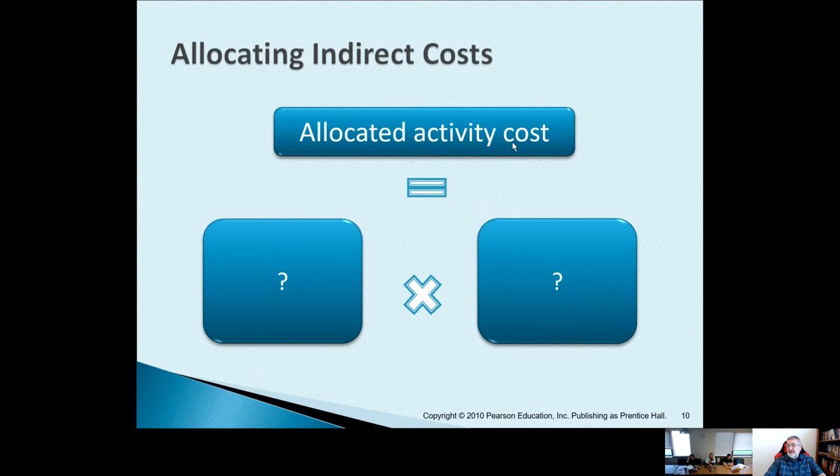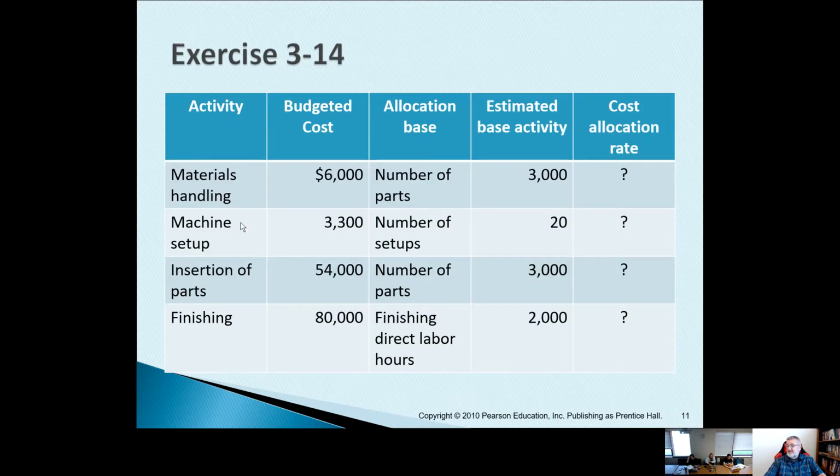So allocating our indirect cost. Let's look at this. If we've budgeted $6,000 and our estimated base activity is 3,000, what would the rate be? Just two. It's $2 per part, right?